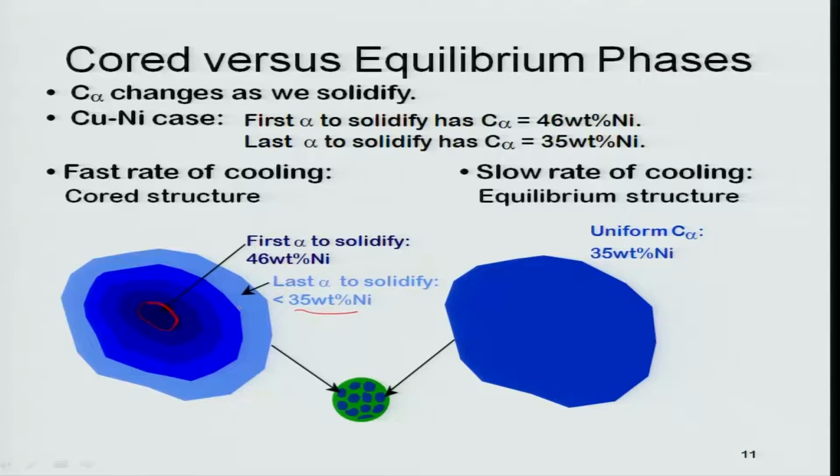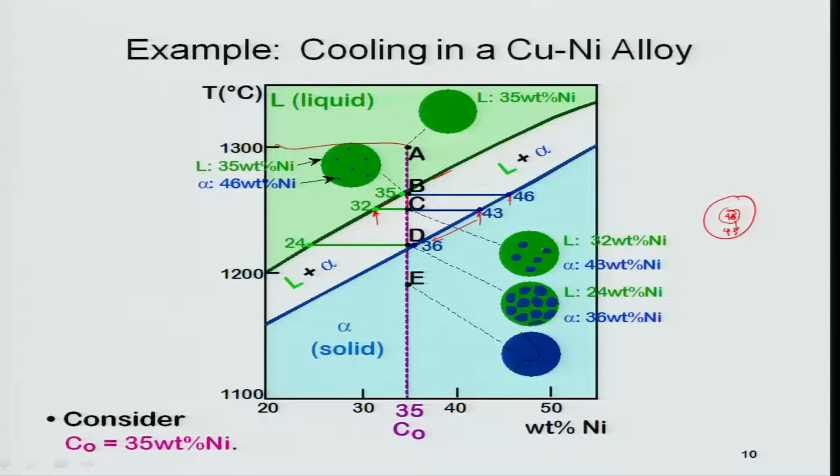As you see in the slide here, as you come from B to C, C to D, what is happening? B will have 46% nickel, C will have 43% nickel, D will have 36% nickel. So you are creating a gradient from the core to the periphery of the solid in which the nickel concentration is varying from 46 to 36% or even less.